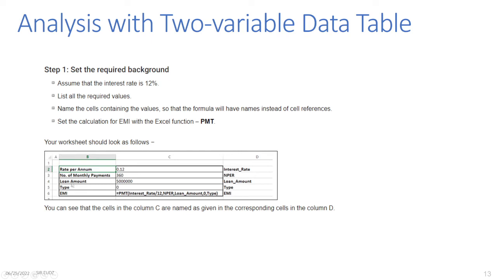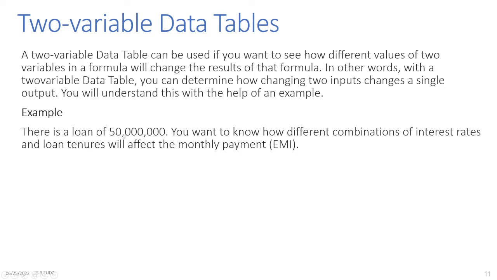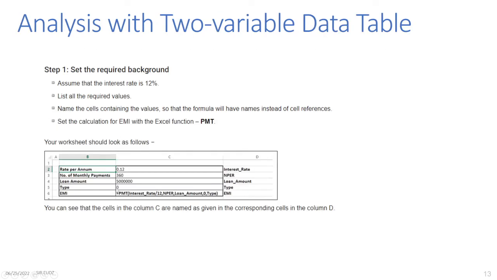So loan amount is, what's this? This is 5 million. It's 50 million. So there's something wrong with this one. So it's only 5 million. Okay, 5 million, type is 0. So at the end equals payment, interest rate divided by 12. So we get the monthly interest rate, number of payments, and then we have loan amount. So this one, and then 0, and then type is also 0. So you can see that the cells in column C are named as given in the corresponding cells in column D. So these are the name properties or names of these cells.